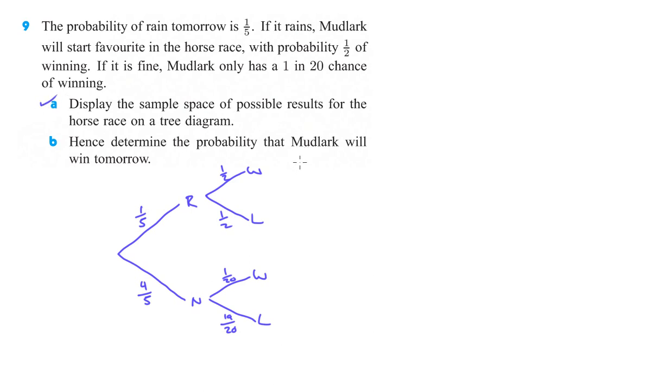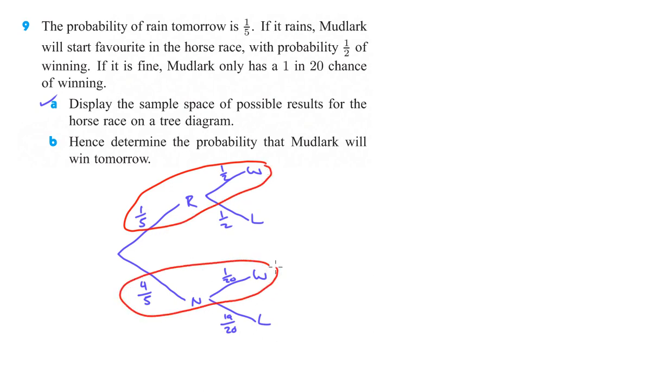Determine the probability that Mudlark will win tomorrow. So if we're looking for Mudlark winning, that's this right here. So it has to be those two. Or it can be those two together, right? Because it has to end up with a win for Mudlark either way. So we'll do probability of it's going to be much better chances if it's raining, right? So we've got 1/5 times 1/2 to give us 1/10.